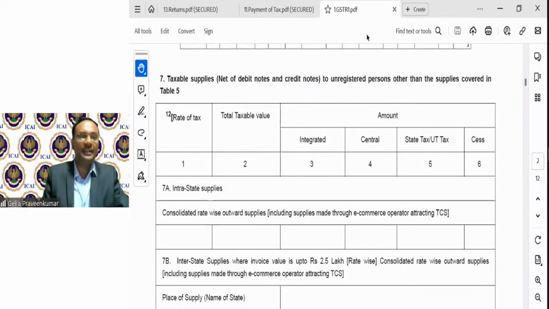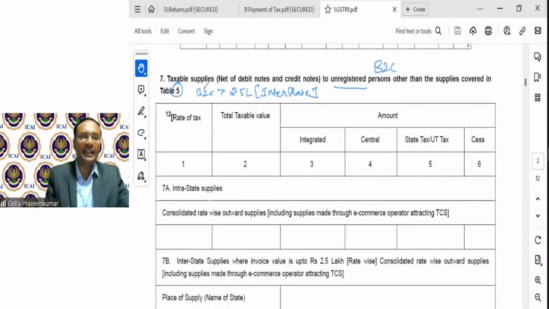Next, Table 7 talks about all B2C supplies to unregistered persons other than those covered in table number 5. Table 5 is B2C supply of more than 2.5 lakh, which is interstate supply. So here, all my B2C transactions other than table number 5, I'll show here. I could have interstate supply, I could have intrastate supply. For interstate supply, state specific, I have to mention here.